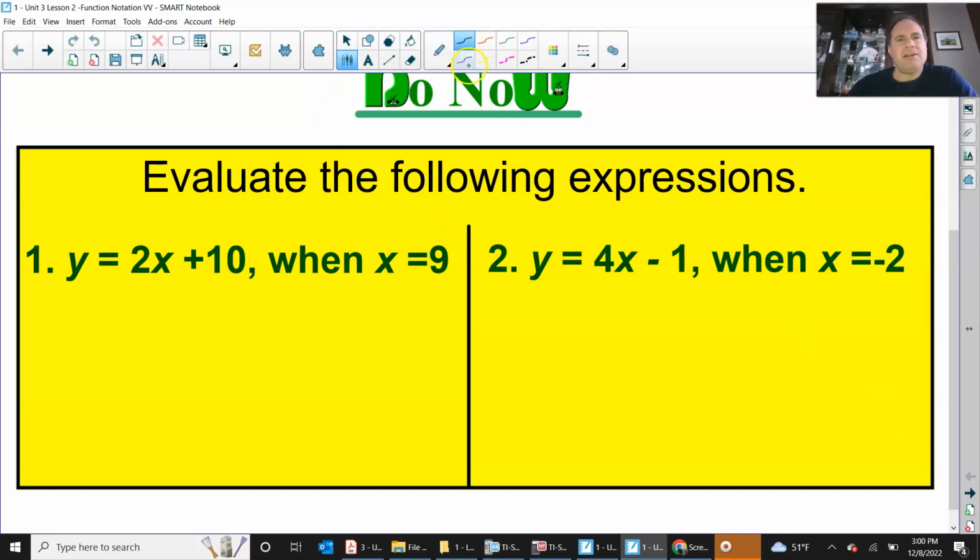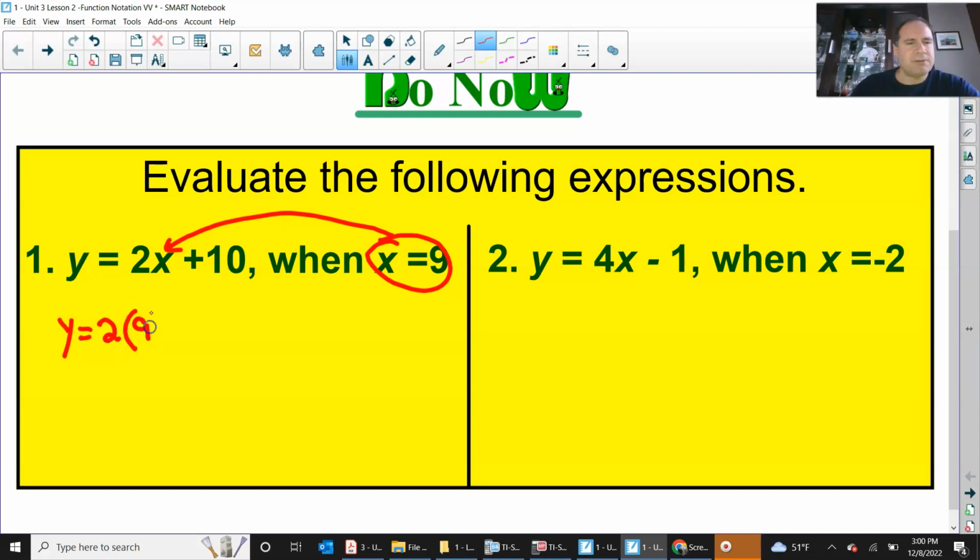And just remember, anytime they say evaluate the following expressions, all you're going to do is take the x value, whatever they give you, x is equal to 9, and you're going to substitute that 9 in for where you see x. So basically, you're going to rewrite 2 times, instead of x, we're going to substitute the 9 in, just like I said. And you can put that in your calculator. It is 18 plus 10. Y equals 28. That's it.